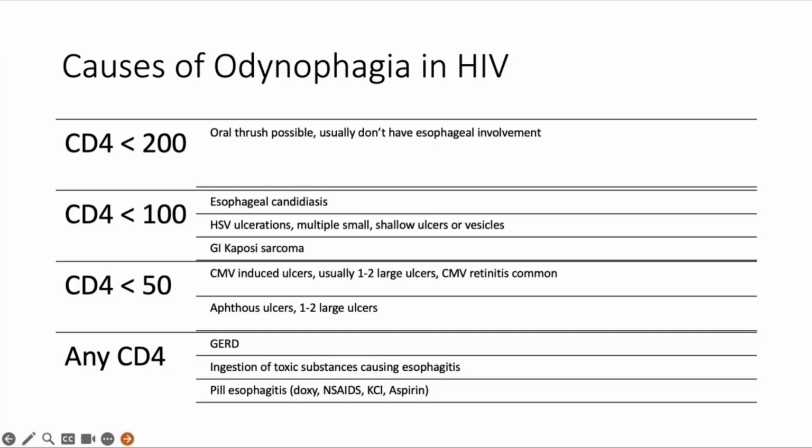We actually have someone in the MICU right now with CMV esophagitis and CMV retinitis. So she follows this trend. She sort of has CMV everywhere. And then remember that, as always, our people with HIV are still people, and all the other things that can cause odynophagia in anyone could also cause a problem in them.